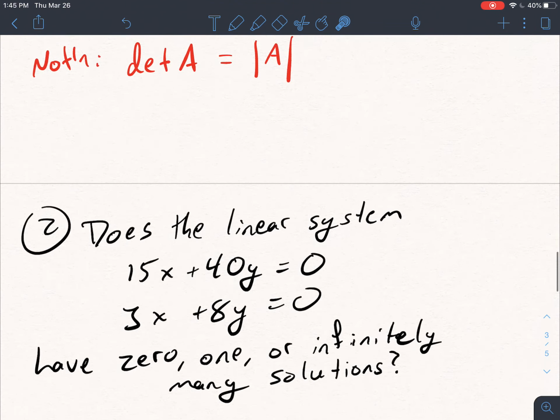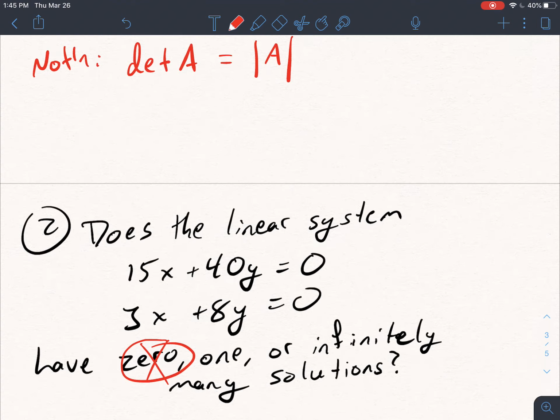All right, here's another application. Does the linear system 15x plus 40y equals 0 and 3x plus 8y equals 0 have 0, 1, or infinitely many solutions? So right away we can rule out at least one of these answers. Which one? Think to yourself, which one should it be and why? Well, it would be 0.